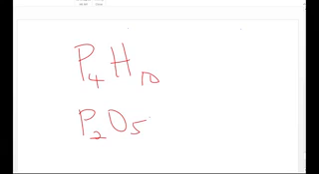Chloride is Cl minus. Bromide is Br minus. Iodide is I minus. Sulfide is S2 minus. Oxide is O2 minus. This is sulfate.